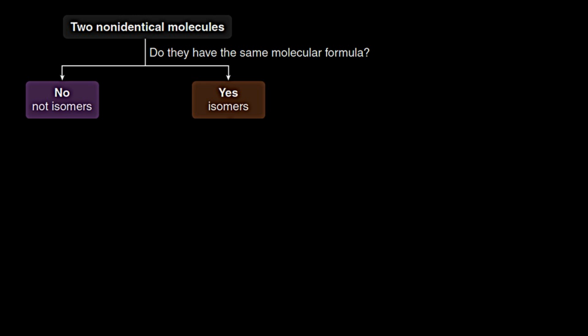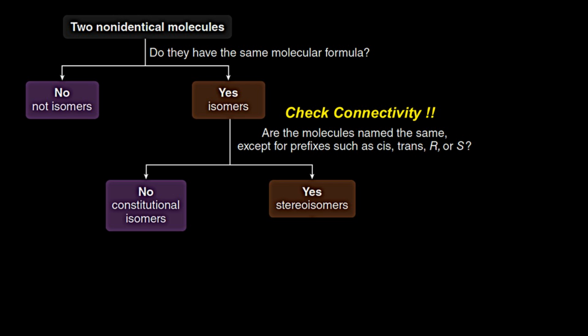To classify isomers in a systematic way, we can use a simple flowchart. First, check if 2 molecules have the same molecular formula. If they don't, they're not isomers. But if they do, that means they're isomers. All right, let's move on to the next step. The next step is to check their connectivity. If the connectivity is different, they're constitutional isomers, but if it's the same, they're stereoisomers.